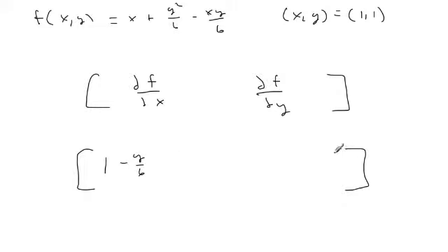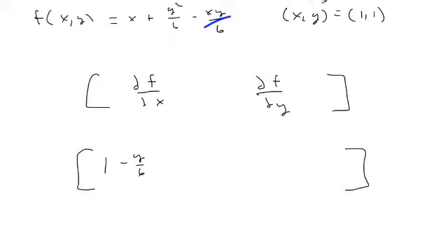And then for the second one, we hold x constant and let y vary. So again, x is just a constant, and the derivative of a constant is 0. The derivative of this is 2y over 6, which is just y over 3. And this is just y times a constant.